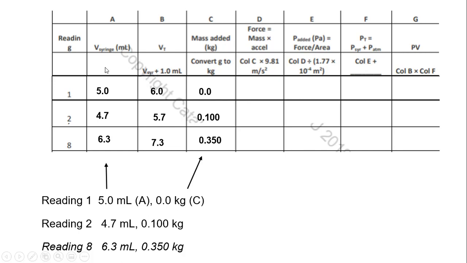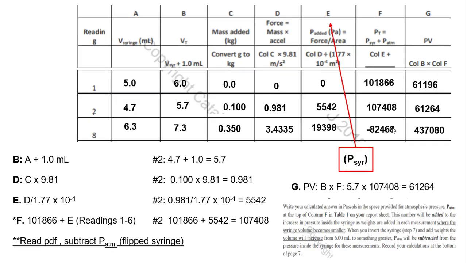So you can see here I have my volumes. These were given to me. I just added 1 on all of them. My first reading, I started out with no mass, no weights, and then I was given weights, and then completed these. So this is what I started out with. Now I completed these. I'm breaking this down again.